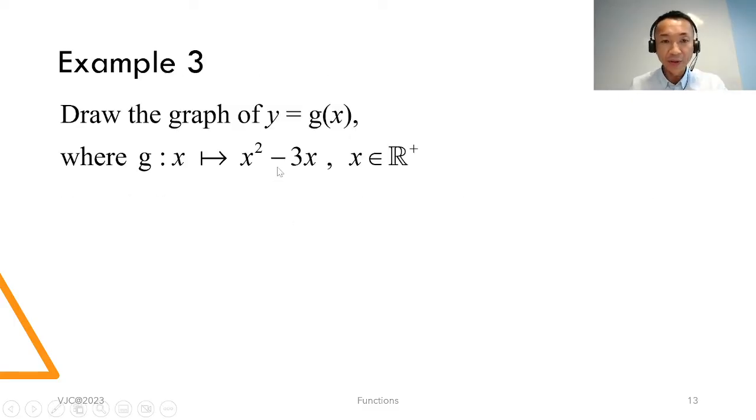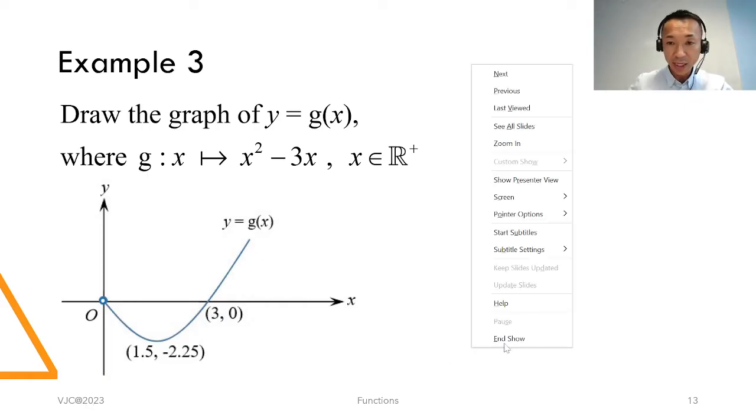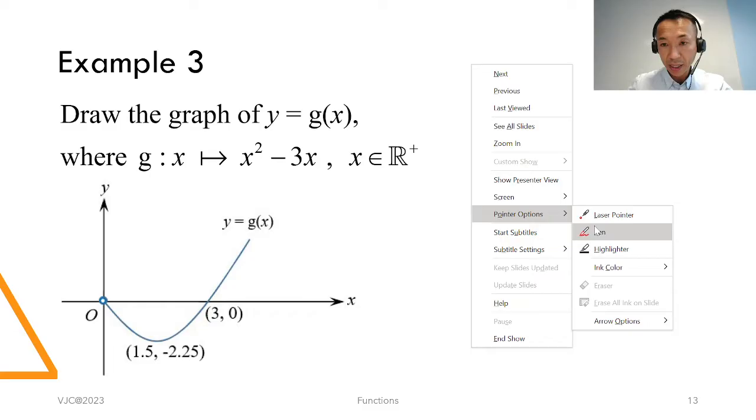I don't think it's difficult for all of us to sketch this graph, x squared minus 3x. You are well capable of sketching it because it's a quadratic graph. If I want to sketch this graph, where g(x), which is y, is actually x squared minus 3x, I don't think you can do badly there. I want to highlight then that this is what is important.